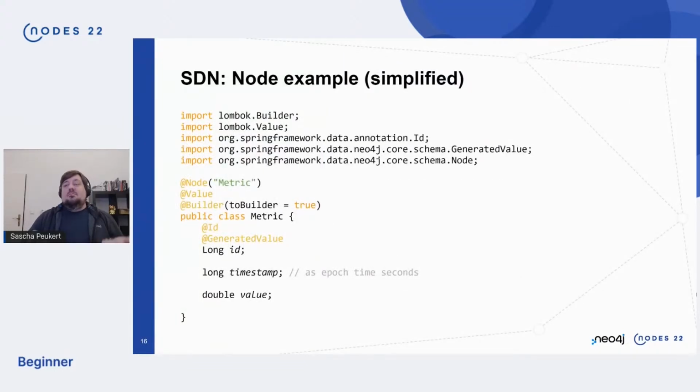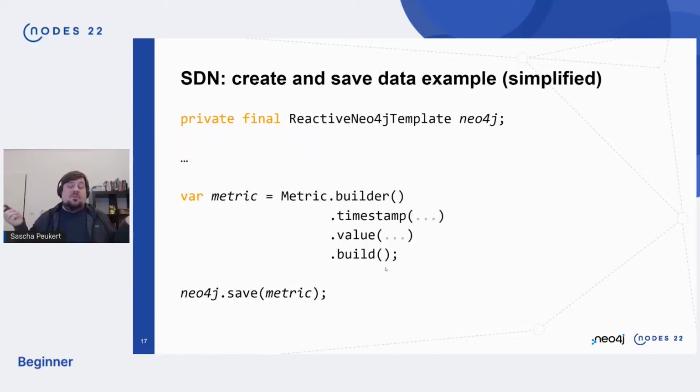You have a Java class representing a metric, and you just have this annotation, which will translate to a label. You have some internal ID. I don't care about that. I don't need to care about that. And then I just fill in some properties. And when I want to create one of those, well, there's this reactive Neo4j template. I can just create this metric like I would any other Java object and save that to the template, and I'm good to go.